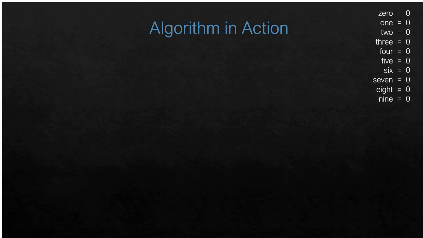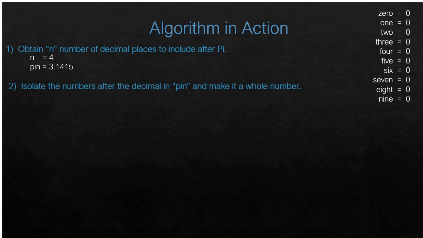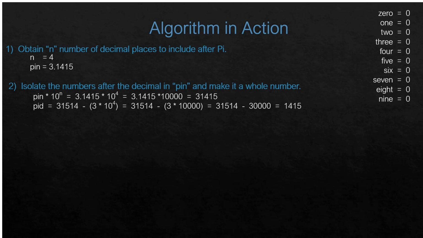Anyway, so this is the algorithm in action. We've got our variables for the numbers that we're going to keep tally of, and we just obtain the number of decimal places after pi. We're going to do 4 in this example. So there we have pi to 4 decimal places. So we have to isolate those 4 decimal places and make it a whole number. Here's the math to do that. Essentially, we're just going to make pi a whole number, and then from that, we subtract 30,000, and what we have left are the 4 decimal places, but now as a whole number.